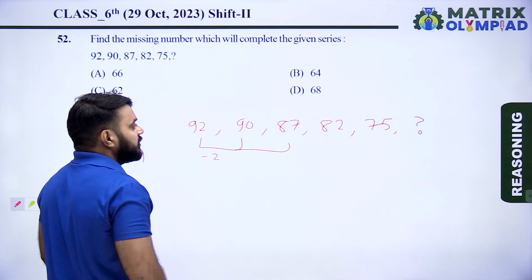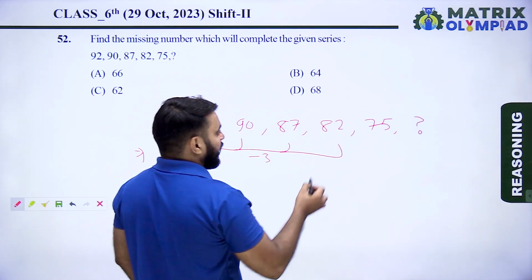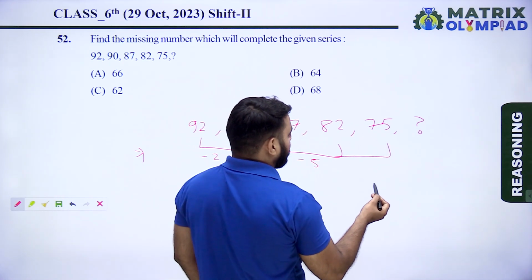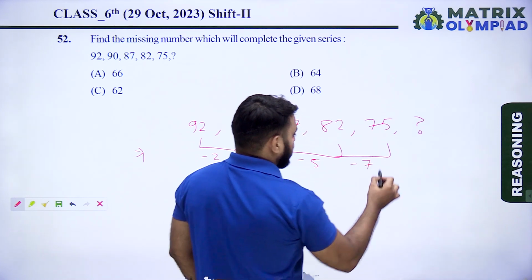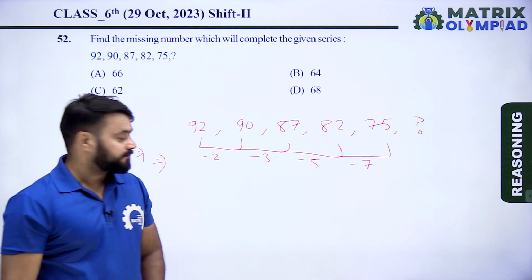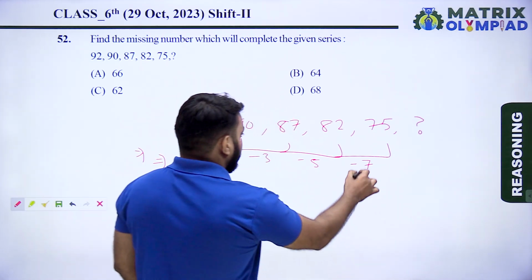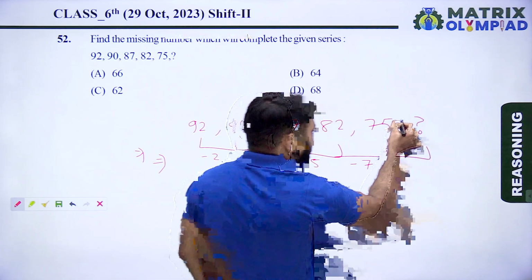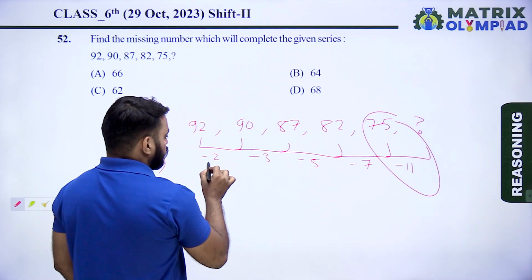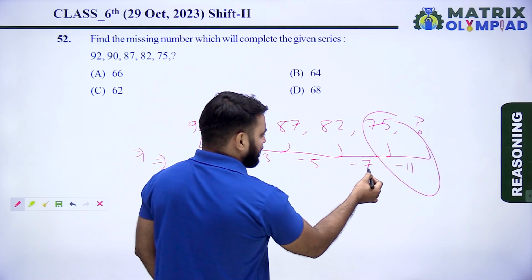Now 90 to 87, it means minus 3. Now 87 to 82, it means minus 5. Now 82 to 75, it means minus 7. So pattern of the question is consecutive prime number will be subtracted. So next, 75 minus next prime number is 11. 2, next prime number is 3, now next prime number is 5, now next prime number is 7, now next prime number is 11.